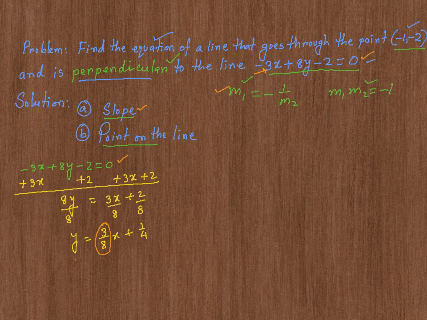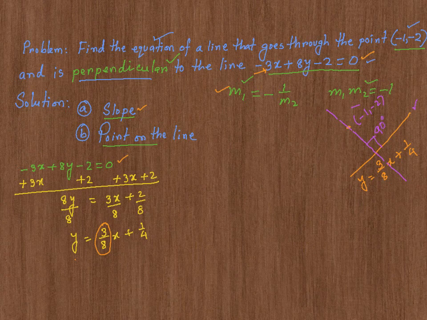Slope of this line is 3/8. Now I'm going to do a little bit of sketching here so that you get a bigger picture of what we are looking for. This is the given line and this is the given point, (-1, -2). We are looking for a line that goes through this given point and is perpendicular to this line. So the line we are looking for is going to look like this, and this angle between them is going to be 90 degrees.